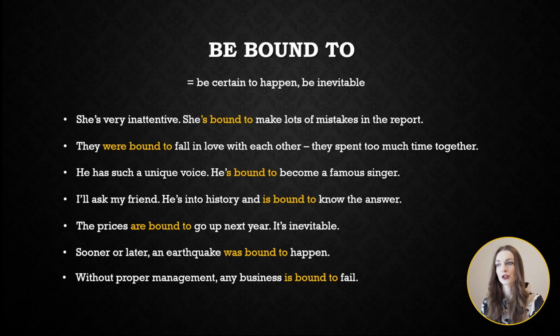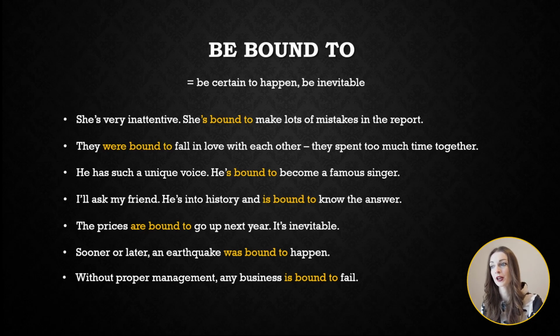She's very inattentive, she's bound to make lots of mistakes, so it's inevitable that she will make mistakes. They were bound to fall in love with each other, they spend too much time together. It's inevitable for people to start liking each other when they have a lot of communication. He has such a unique voice, he's bound to become a famous singer. I believe this thing is certain to happen, because his voice is unique and somebody will definitely see that, and he will become famous.